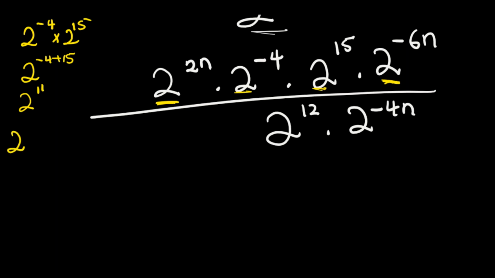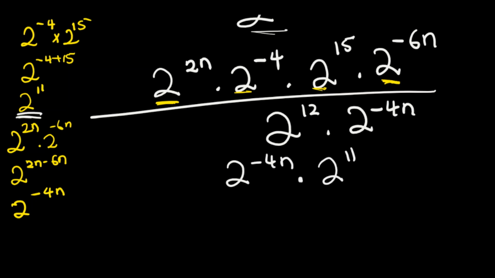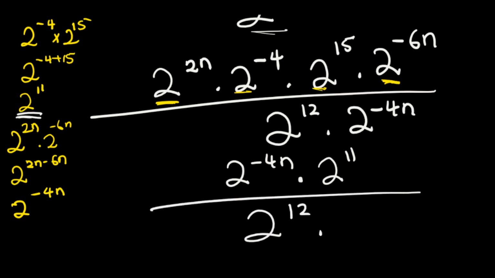So it's going to be 2 to the power of 2n multiplied by 2 to the power of minus 6n, of which is 2 to the power of 2n minus 6n, right? So it's going to be 2 to the power of minus 4n. So we're just going to write that down. So it's going to be 2 to the power of minus 4n multiplied by 2 to the power of 11, which is what we found here. And then divide by 2 to the power of 12 multiplied by 2 to the power of minus 4n, right?